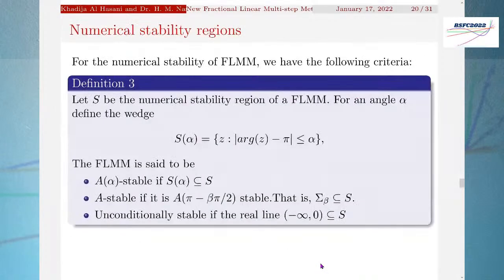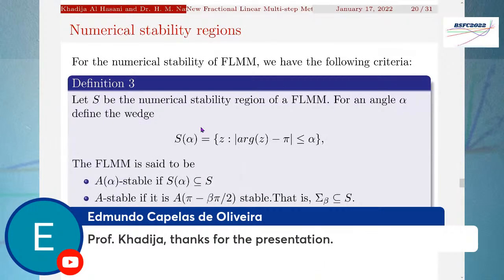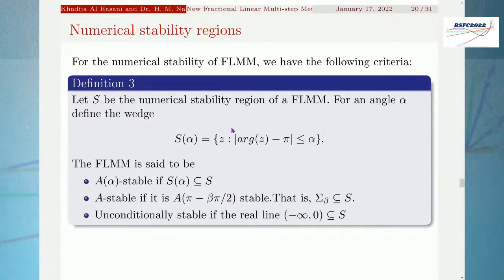But for the numerical stability, we have this criterion, definition. Let S be the numerical stability region of the fractional linear multi-step method for an angle alpha, which is defined by this region. So the fractional linear multi-step method is said to be A alpha stable if this region belongs to the numerical stability region, and it is A stable if the analytical stability region belongs to the numerical stability region, and it is unconditionally stable if the real line belongs to the stability region.